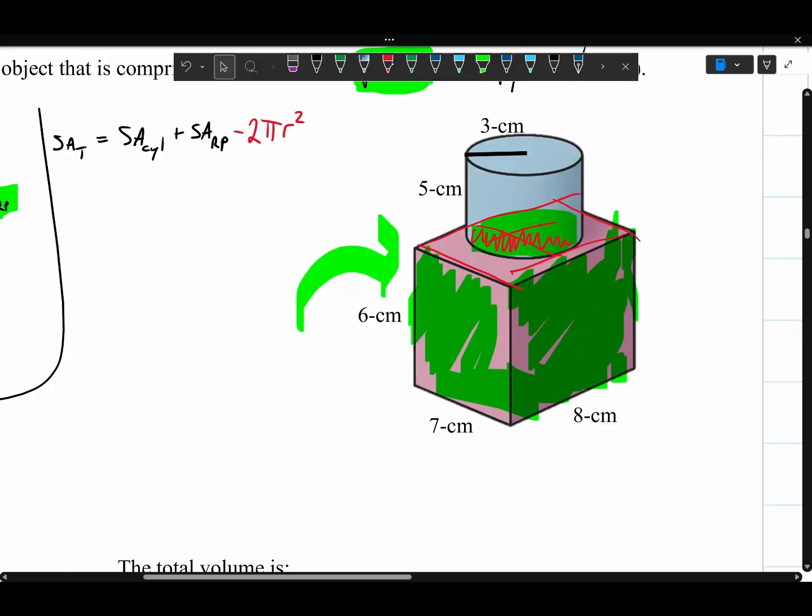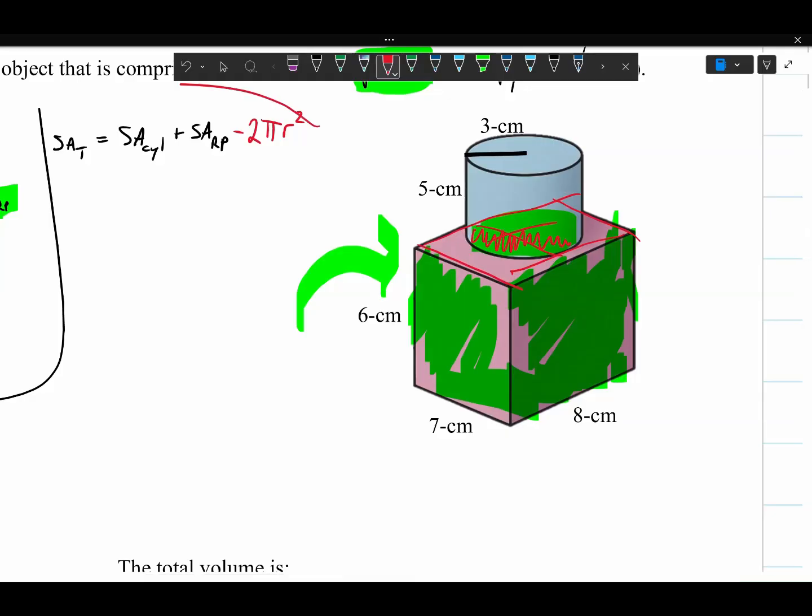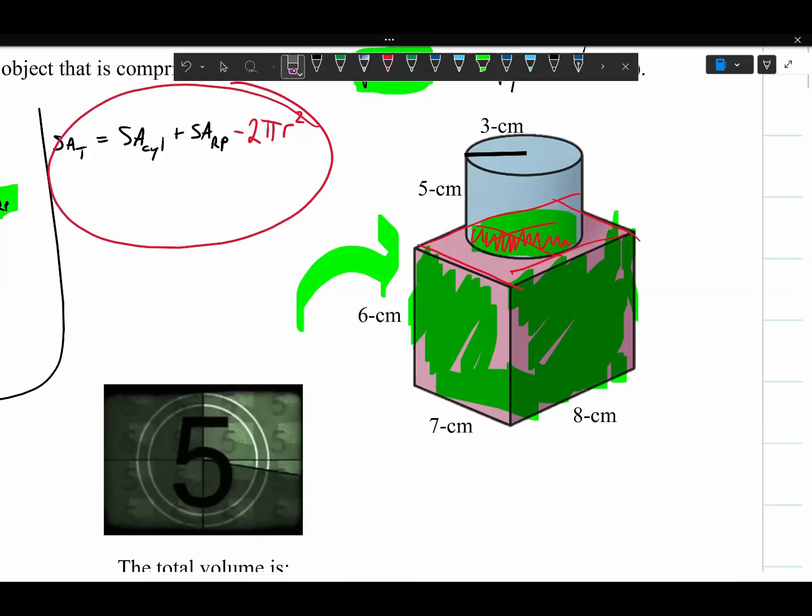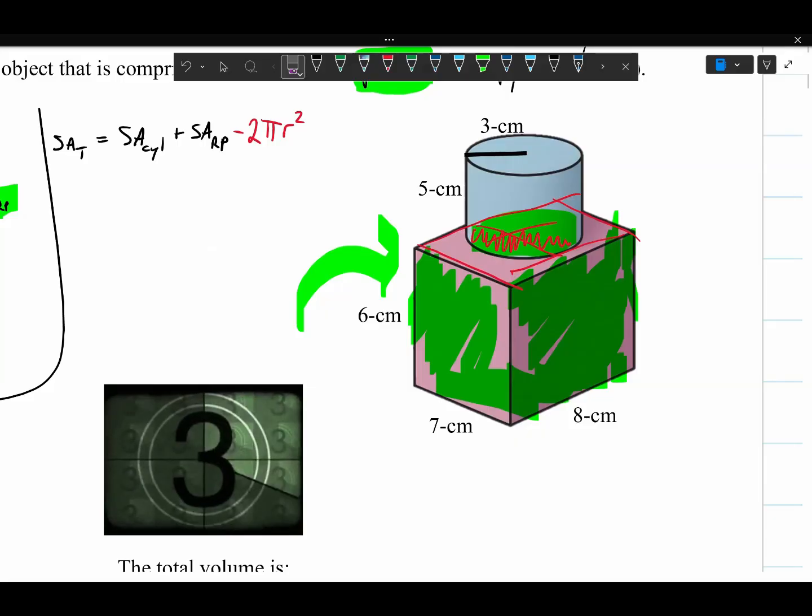I encourage you here, pause the video, calculate the surface area of the cylinder, calculate the surface area of the rectangular prism, and put them all together using this formula right here. Don't forget to subtract the area of the circle twice. Pause, unpause, and see how you do.